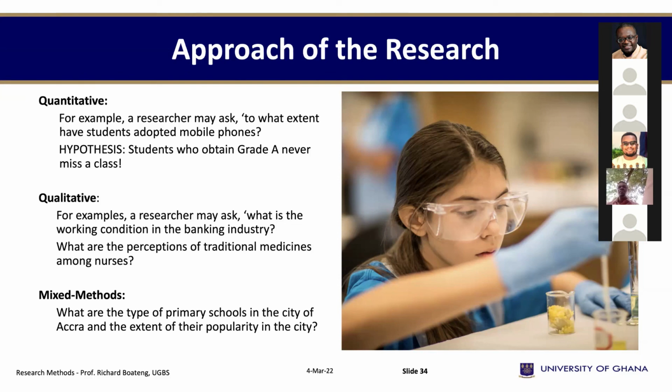Then for qualitative, for example, what is the working condition in the banking industry? What are the perceptions of traditional medicines among nurses? But for the mixed method one: what are the types of primary schools in the city of Accra and the extent of their popularity? So the first one, if the type of primary school information doesn't exist, you can go to the Ministry of Education and find out. And then the second part, the extent of the popularity, can become quantitative, depending on the type of answers you get for the first part.